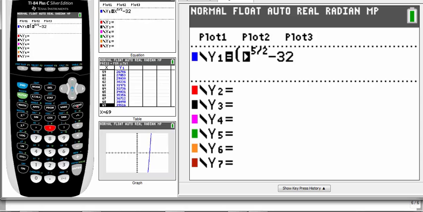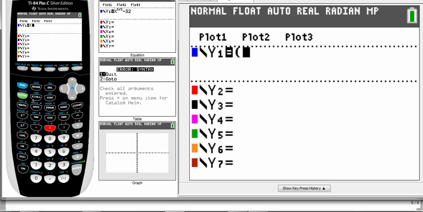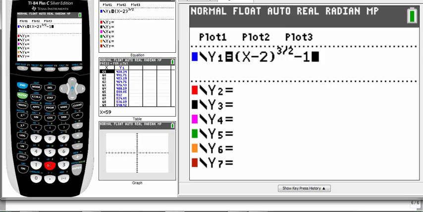So let's clear this out first. X minus 2, exponent. Again, if you don't have the exponent key, if you just have the caret key, you want to make sure you put parentheses around the 3 halves. And we need to subtract the 125 and graph this.